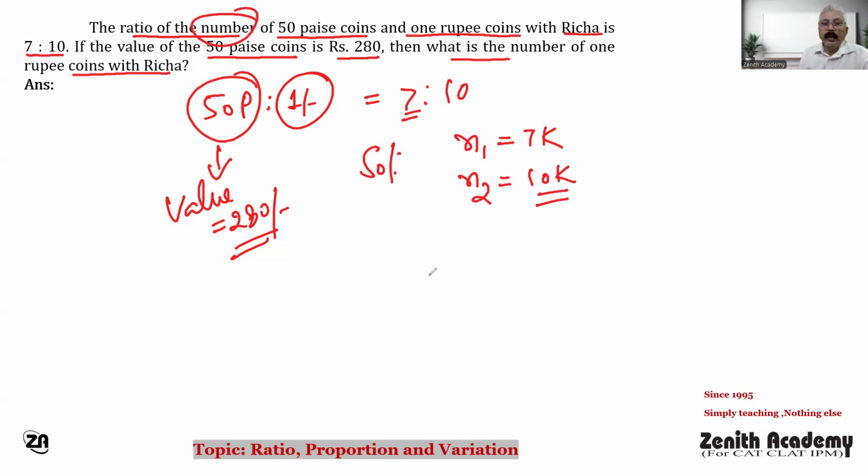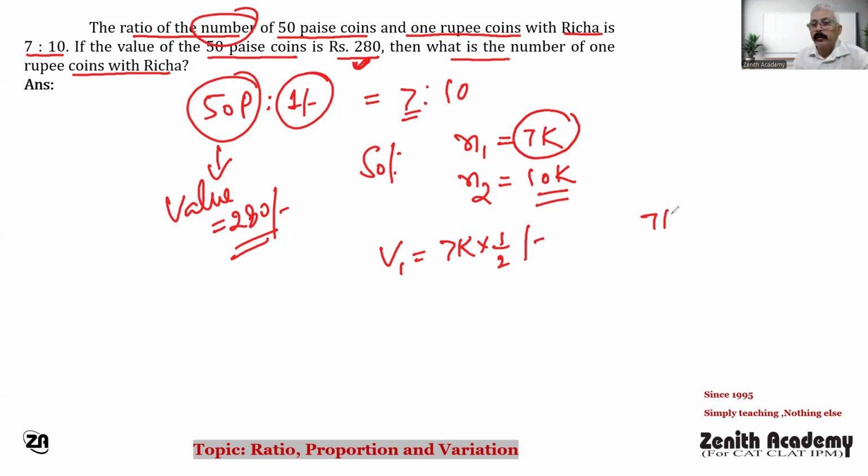Okay. And now it is given that 280 is the value of 50 paisa coins. So 7K 50 paisa coins, what will be their value? 7K into 1/2 rupees. Is it okay? Because a 50 paisa coin is equal to 1/2 rupees. So the value of 7K 50 paisa coins will be 7K into 1/2 rupees, and this is given equal to 280.